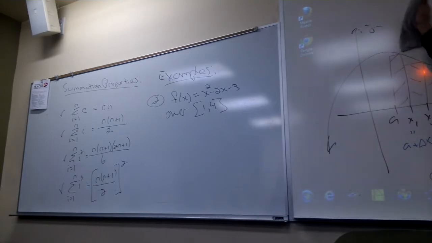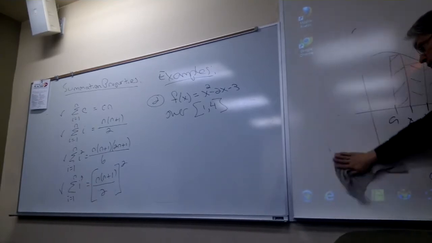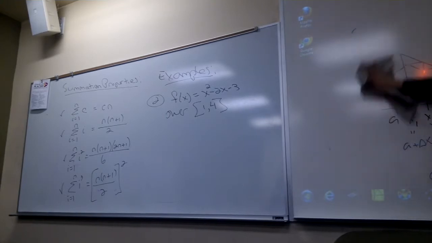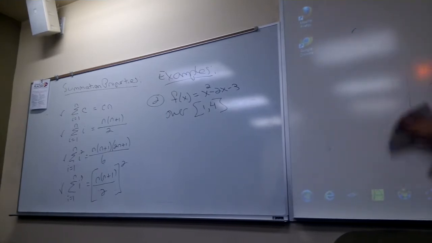0, -3 is a y-intercept. Where's the vertex? 2, positive 3. Do we care? I care.